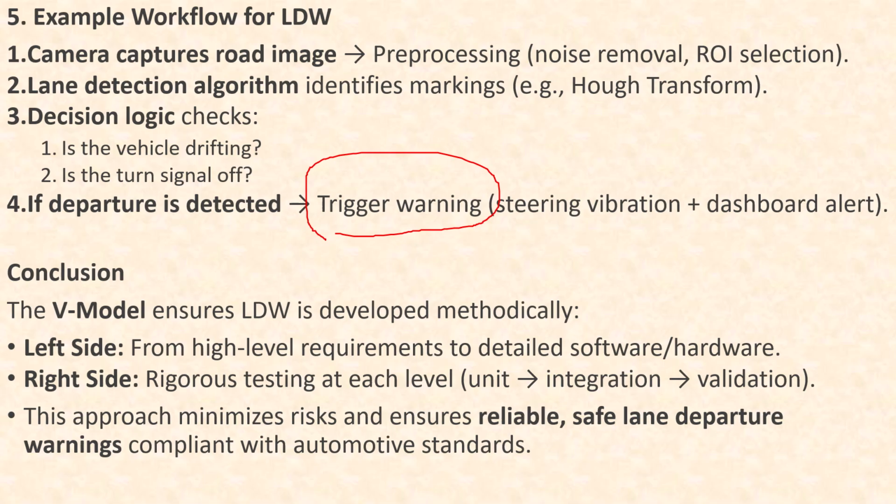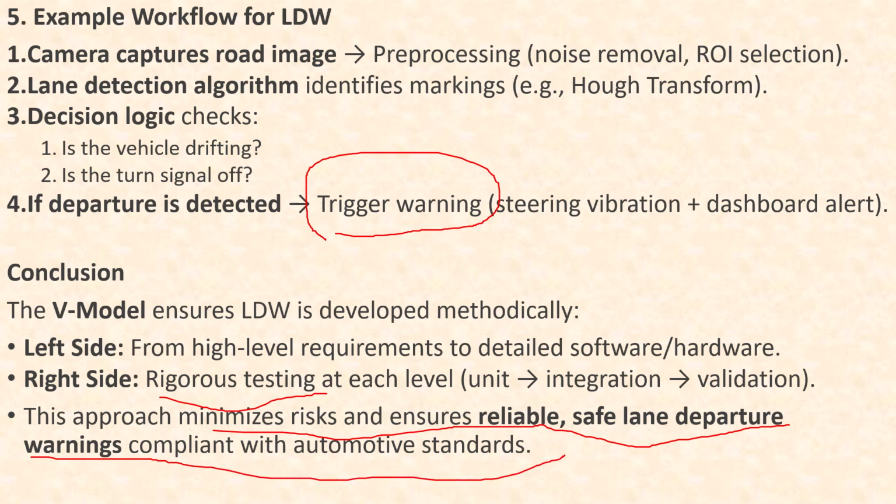So in conclusion, the V model ensures LDW is developed methodically. Left side requirements, right side rigorous testing, and these approaches minimize risks and ensure reliable, safe lane departure warnings compliant with the automotive standards. Okay, so this is how you develop a particular ADAS functionality step by step.